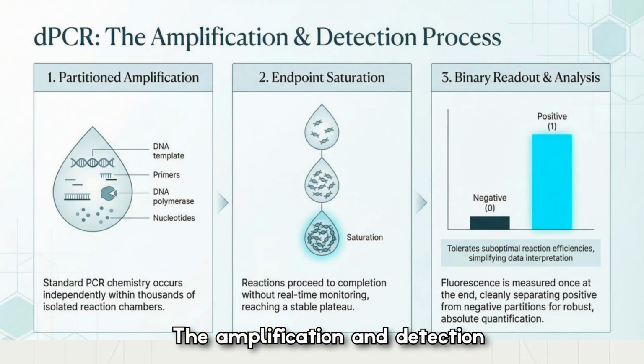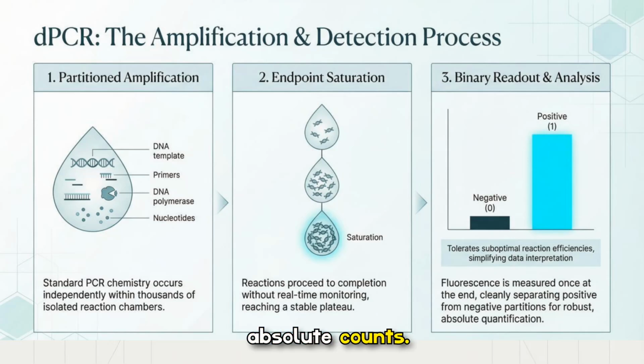The amplification and detection process in digital PCR is straightforward. Standard PCR chemistry runs independently inside each partition. Reactions proceed to endpoint saturation without continuous monitoring, and a binary fluorescence readout separates positive from negative partitions, simplifying interpretation and tolerating less than perfect amplification efficiencies while still producing absolute counts.